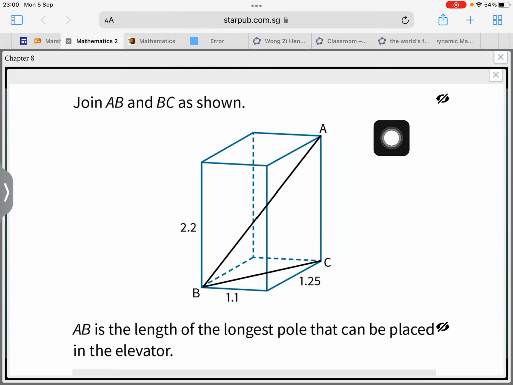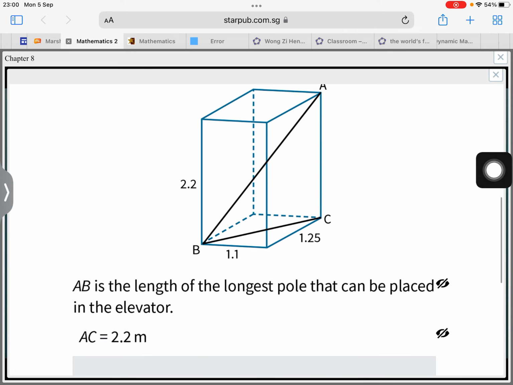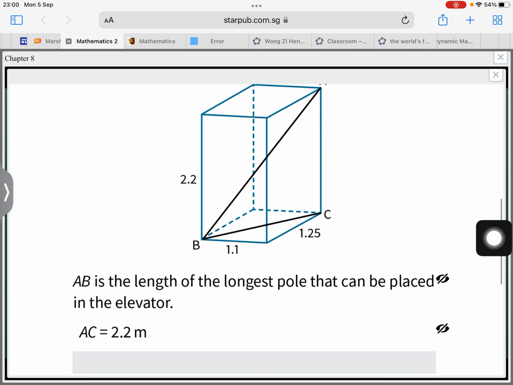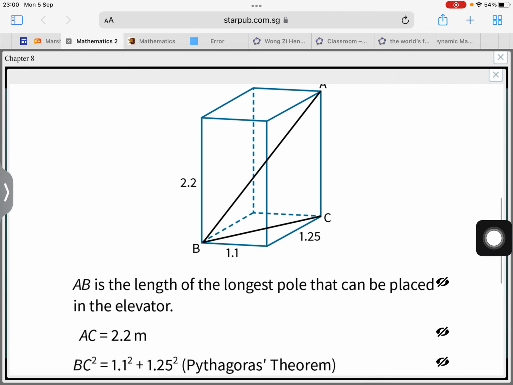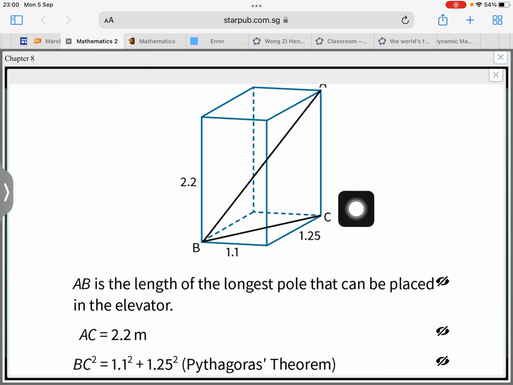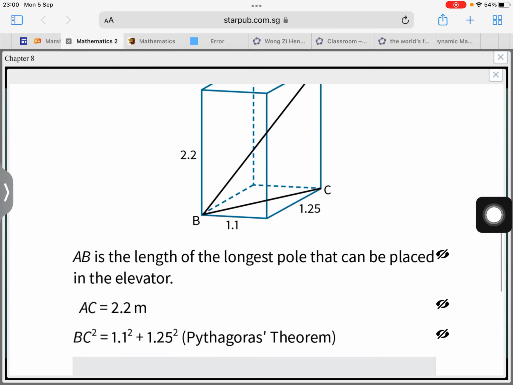So let's look through the answers together. AB is the length of the longest pole that can be placed in the elevator. So AC is 2.2, just now I said that. First I need to find what is BC. BC over here is a right angle triangle, this is a cuboid. So I know that these two are my shorter lengths, BC is my hypotenuse. So BC square will be equals to 1.1 square plus 1.25 square. Remember to state that this is because of Pythagoras theorem, that's why you can establish this relationship.